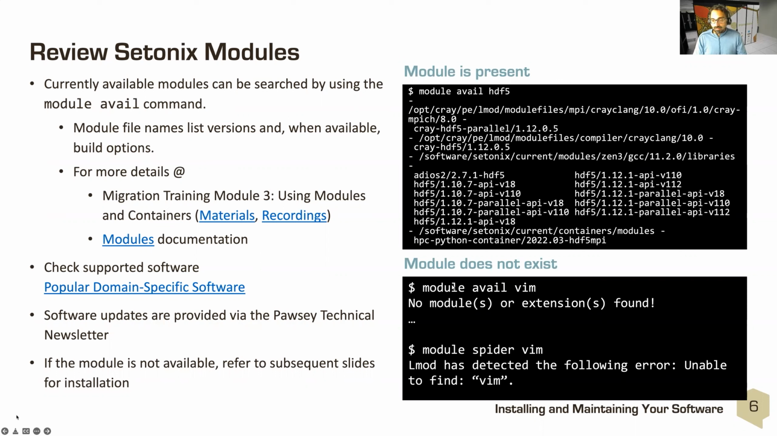If the module doesn't exist, an example would be Vim, which doesn't happen to be in a module, you could then try using module spider to find if it's anywhere in the set of hierarchies, anywhere in the modules. And if it's not there, then that's when you'd go, okay, I really do need to build this software because I need it and it's not provided by the modules.